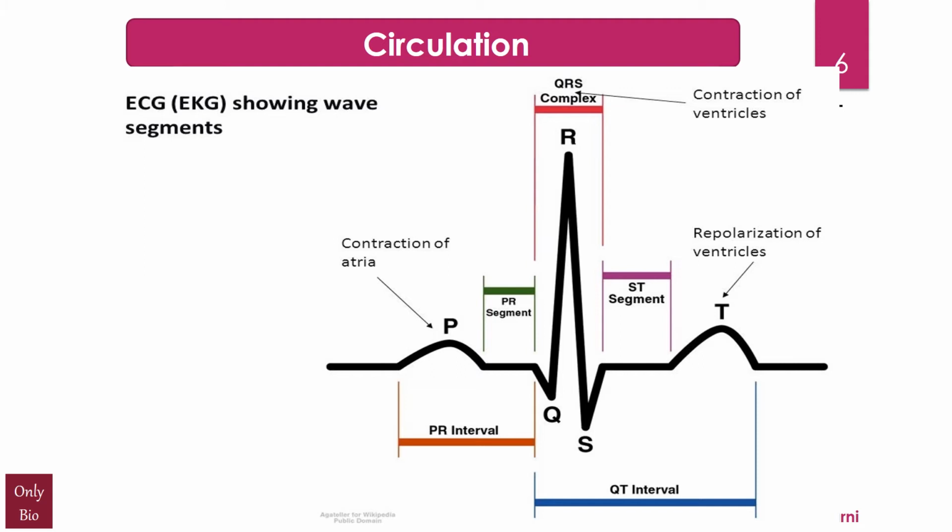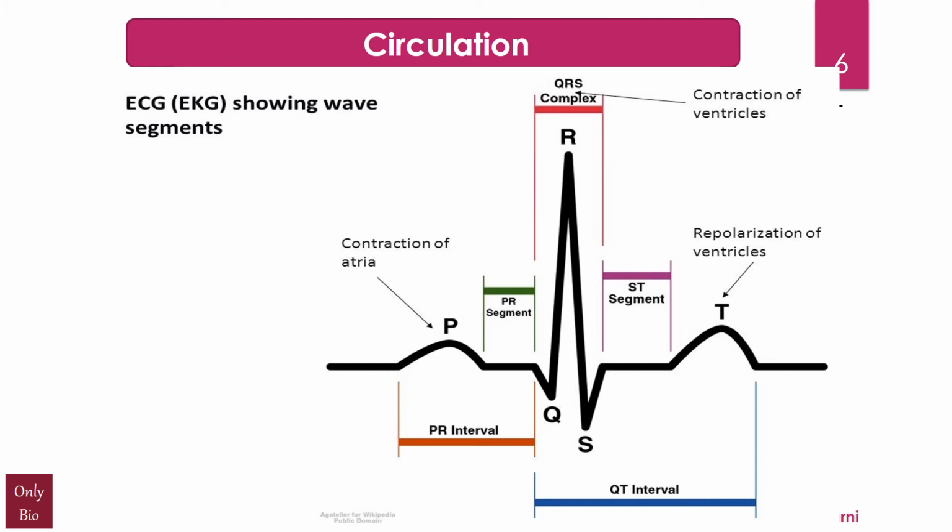Now, the SA node sends the depolarization wave to the AV node, that is the atrioventricular node, with a delay of about 100 milliseconds after the SA node, to let the atria finish contracting. It then causes contraction, that is depolarization, in both the ventricles, and this is seen in the QRS wave.